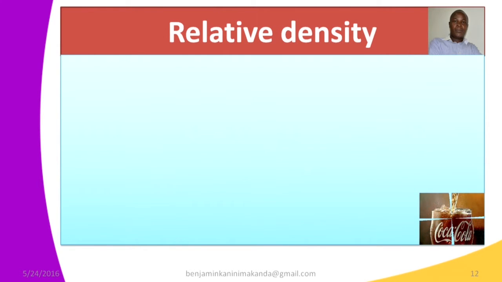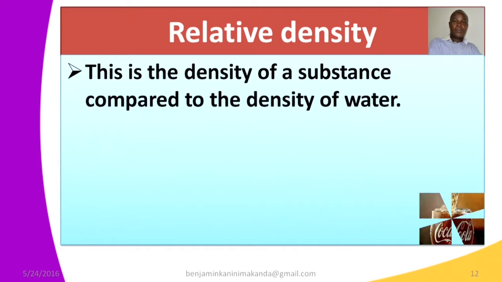So relative, from relating, you have to relate. Actually, a relative density is a density of a substance that is related to the density of water. So by definition, what is relative density? This is the density of a substance compared to the density of water. So relative density is the density of a substance compared to the density of water. You see, the word relative is relating the density of a substance to the density of water.